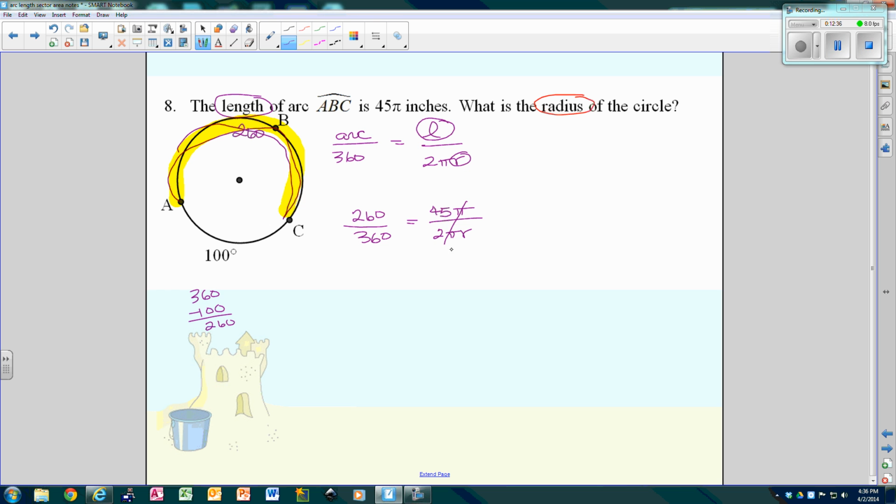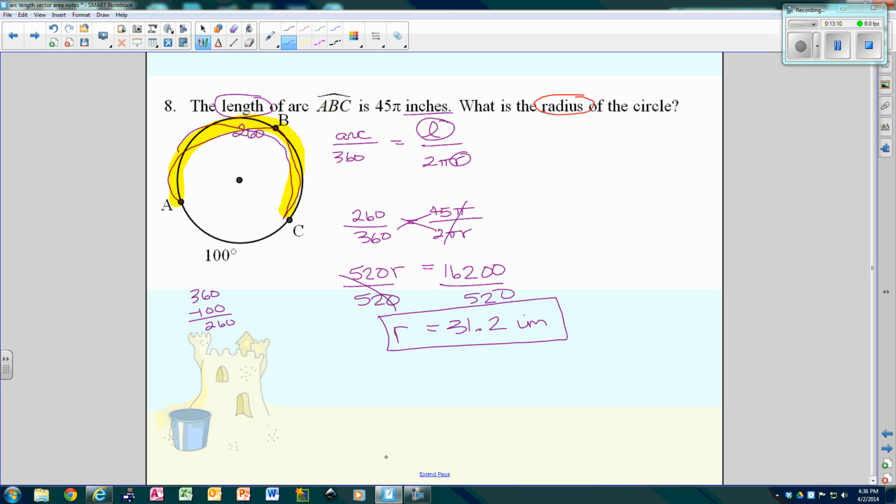So now I've got 260 times 2r, which is 520r. And now I've got 360 times 45. And if you wanted to reduce before you started, you're more than welcome to reduce first. Now divide both sides by 520. And we get that the radius is 31.2, and it's in inches. So 31.2 inches. Okay, so that is the radius. Make sure you're able to work backwards using the exact same formula.